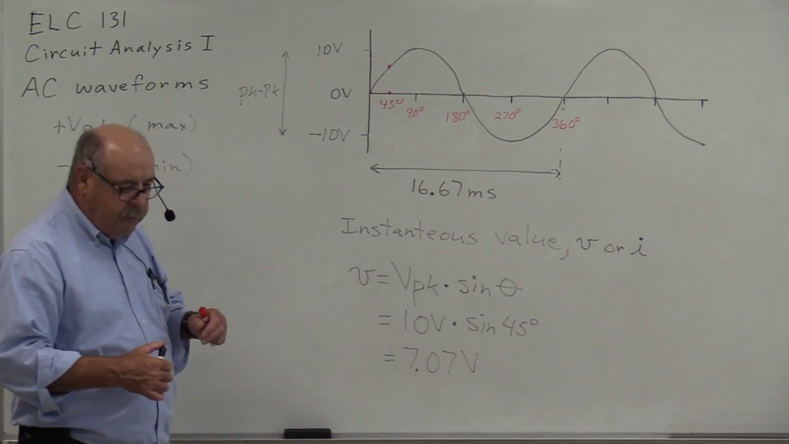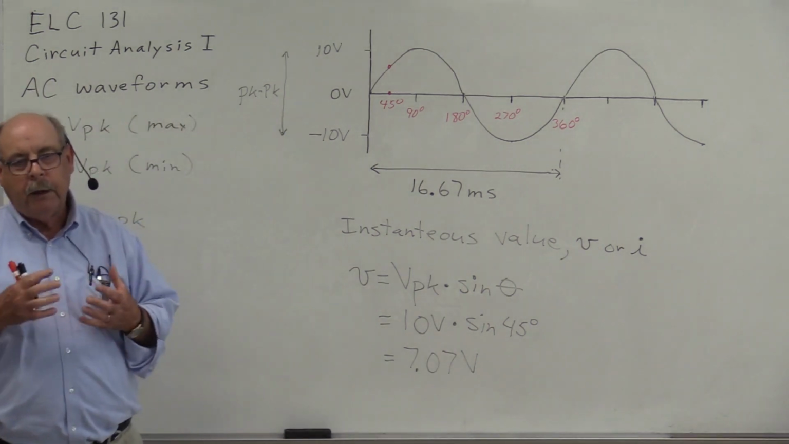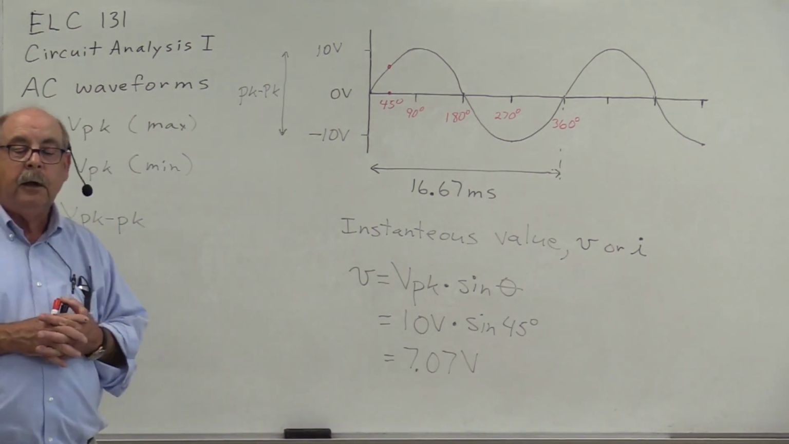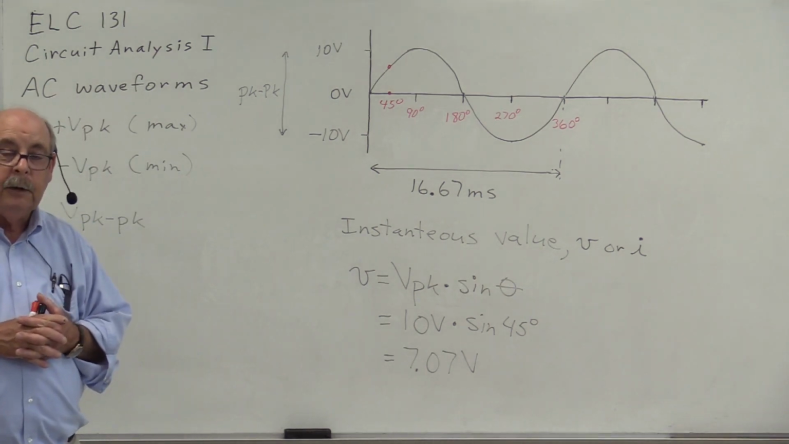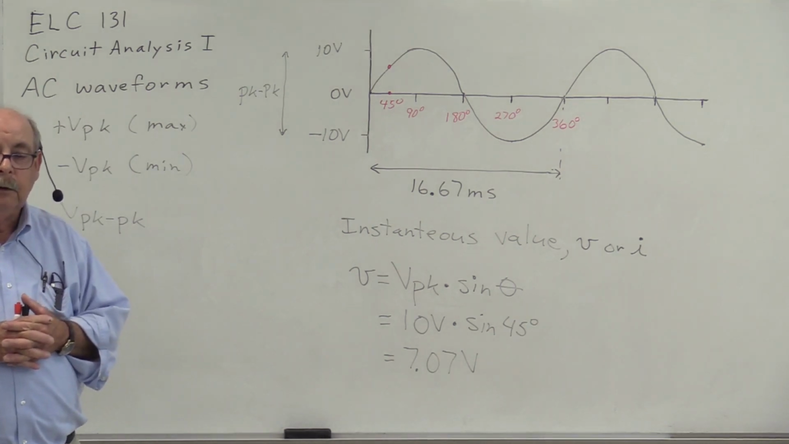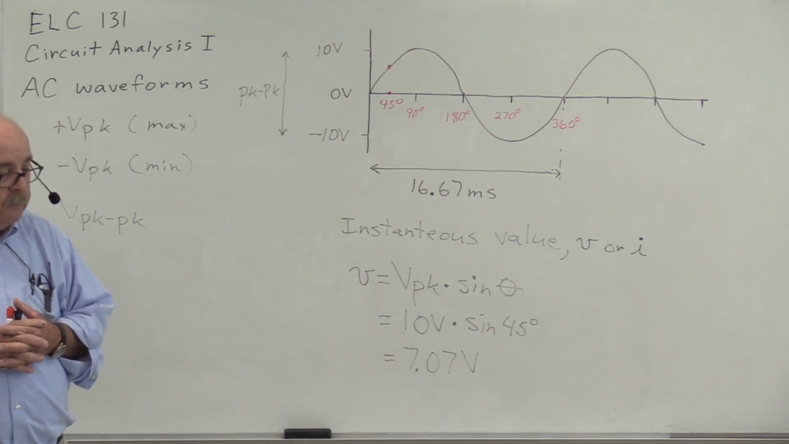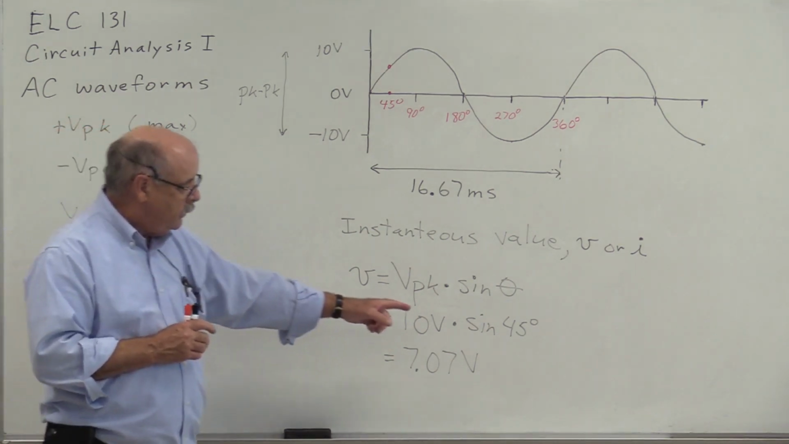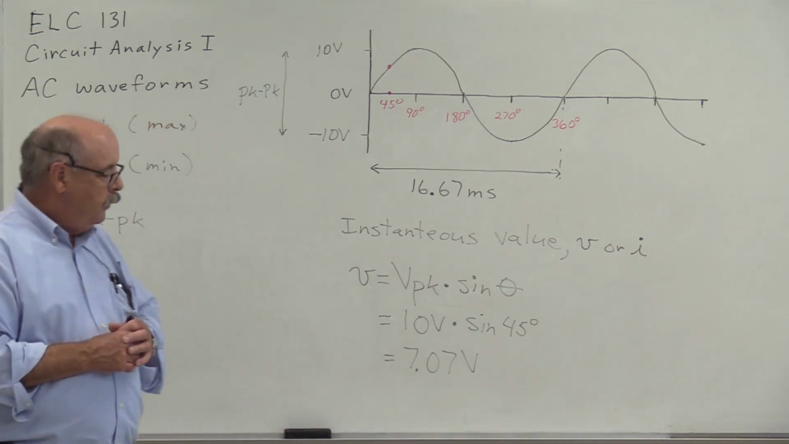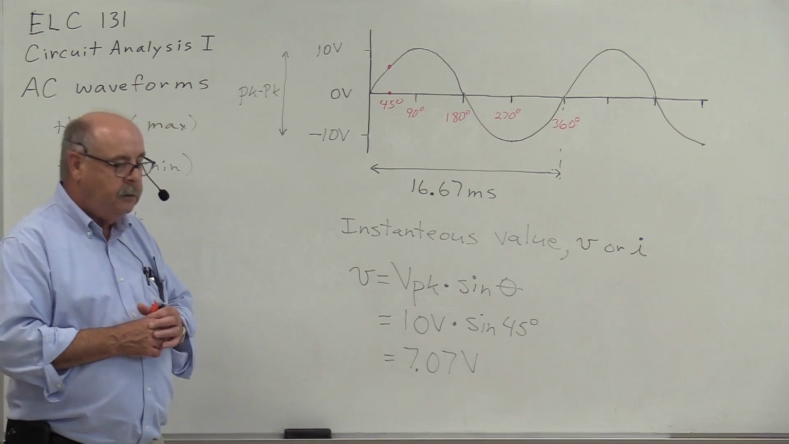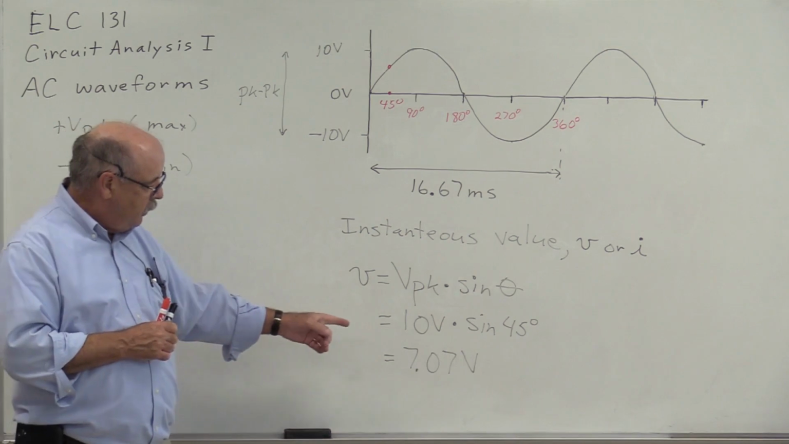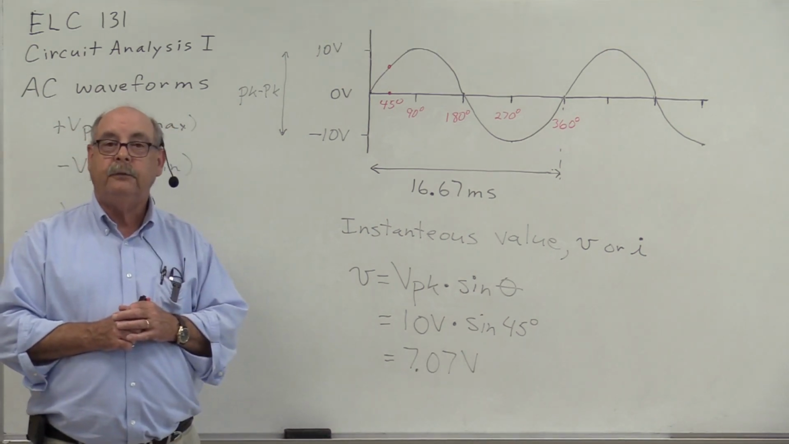Now, try this with your calculator and make sure you get the correct answer. If you don't, there's a good chance that your calculator is in the radian mode and not the degree mode. So be sure that you set your calculator to the degree mode, because your calculator doesn't know that this is a number in degrees unless you tell it. So if you just enter this as it's shown, 10 times sine 45, and hit enter, you should get 7.07.